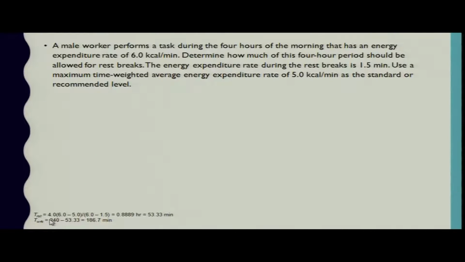Another question for you to solve is this: a male worker performs a task during the 4 hours of the morning, and that has an energy expenditure rate of 6 kilocalories per minute. Determine how much of this 4-hour period should be allowed for rest breaks, where the energy expenditure rate during the rest breaks is 1.5. Use a maximum time-weighted average energy expenditure rate of 5 kilocalories per minute as the standard or recommended level.